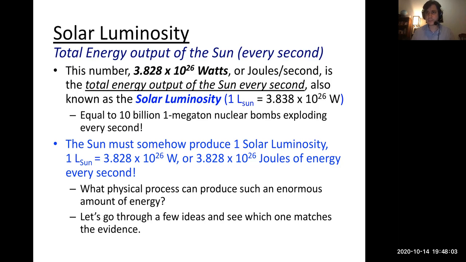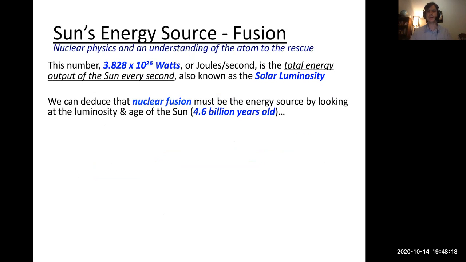This baffled people for a long time. When they did this calculation, they were like, this just doesn't make sense, because they did not yet know about nuclear fusion. So what kind of ideas were people playing around with? And they could realize that they were wrong.